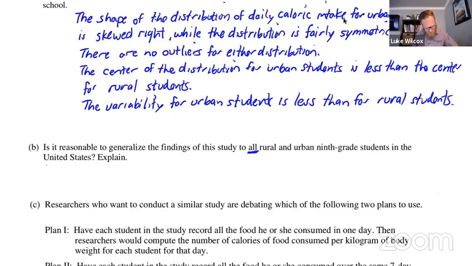So let's make that very clear here. First of all, answer the question, okay? The question is asking, is it reasonable? And the answer is no, it's not reasonable. And then we have to give some sort of explanation.